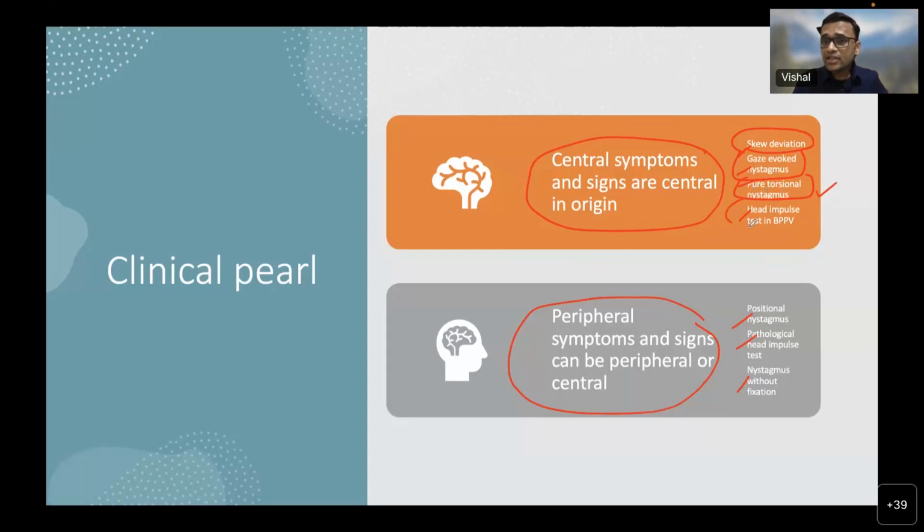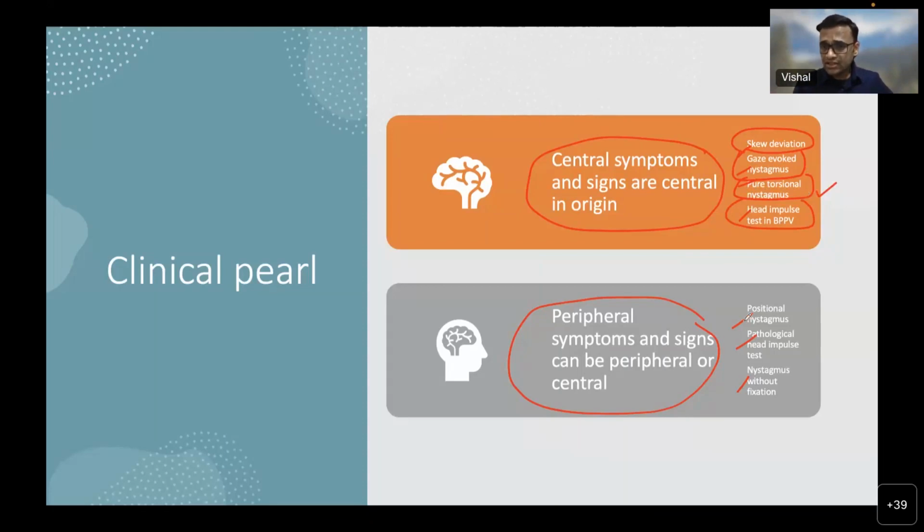Now, as I told, the head impulse test, if you do it out of context, in a patient with BPPV, positional vertigo, is going to come normal, and out of context, it can be labeled as central.